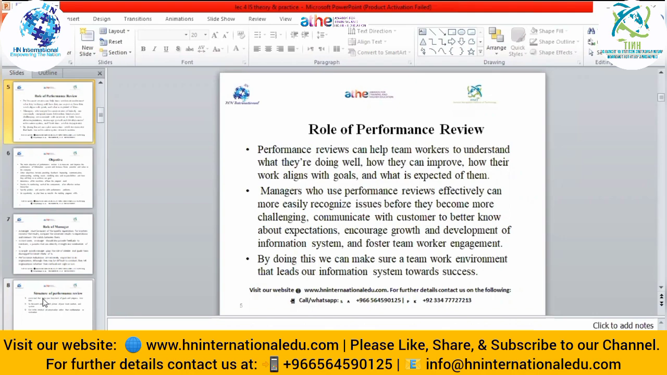Performance review can help team workers understand why they are doing well, how they can improve, how their work aligns with the goal, and what is expected from them. So when we are observing our team, we have to give feedback to our team, and then we have to discuss their performance with them.